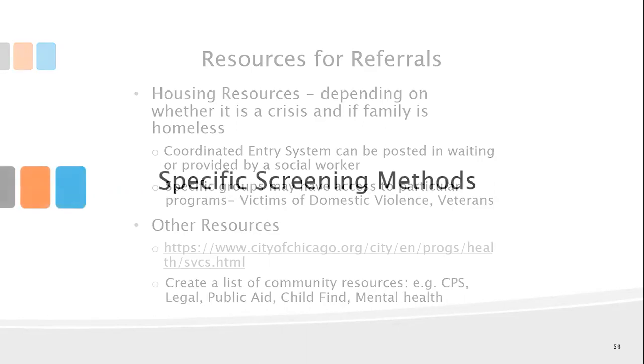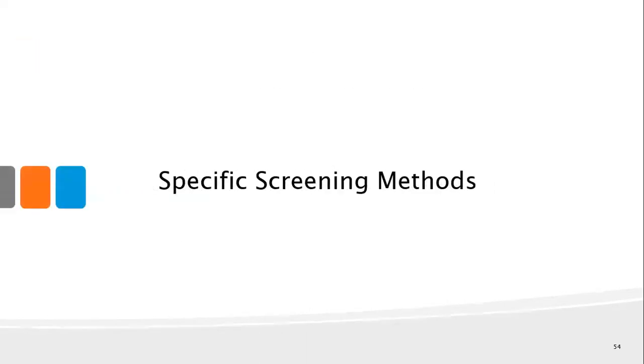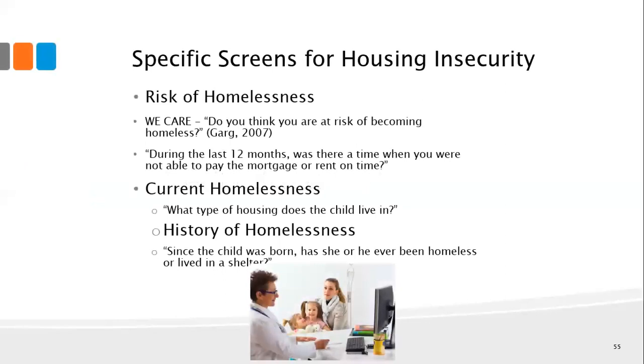Next, please. Now, there are specific screening methods. So an obvious decision is the choice of a screen if you're going to implement this process. And I'm only going to mention a few of the validated choices available. Some ask about risk of homelessness. An example is the WE CARE, which Arvind Garg developed. Others ask about current homelessness. It ends up being positive for an array of situations: living in a shelter, motel, temporary or transitional living situation, or just having no steady place to sleep at night. And others ask about the history of homelessness. So in this example here, since the child was born.